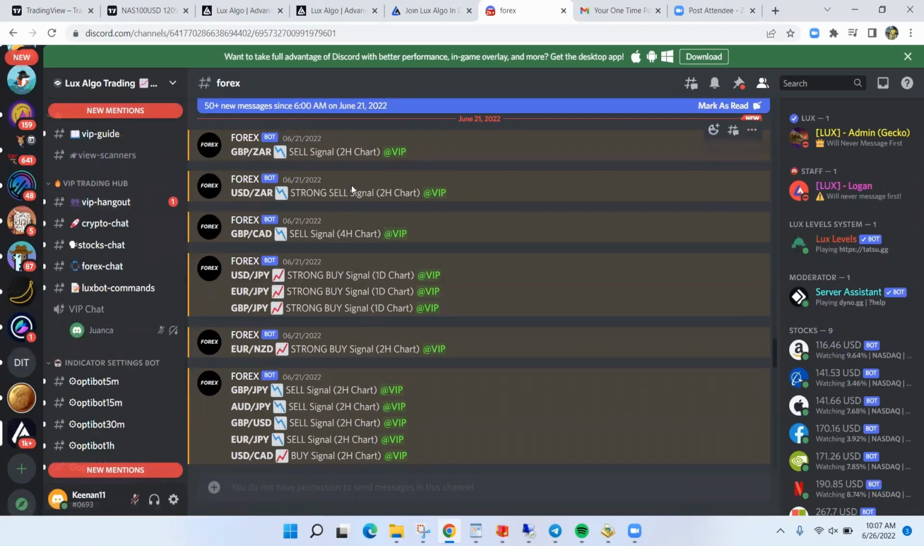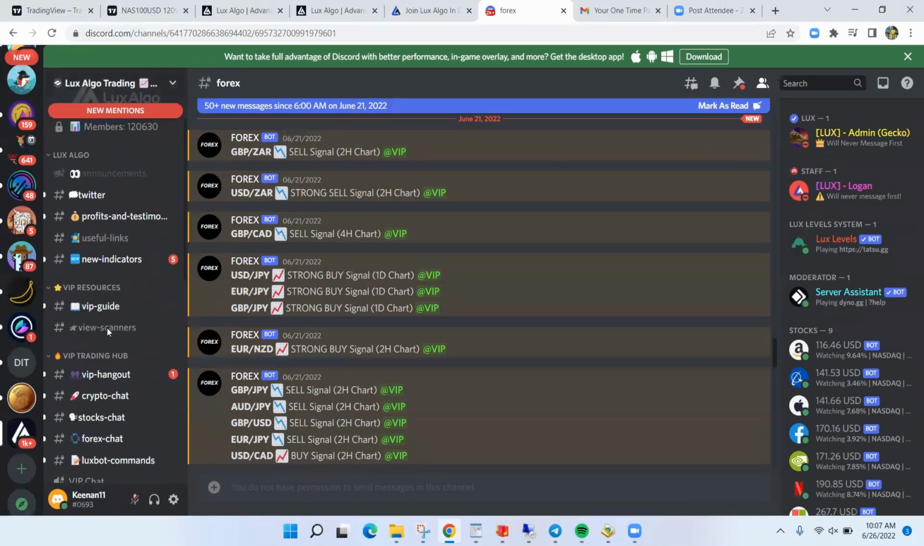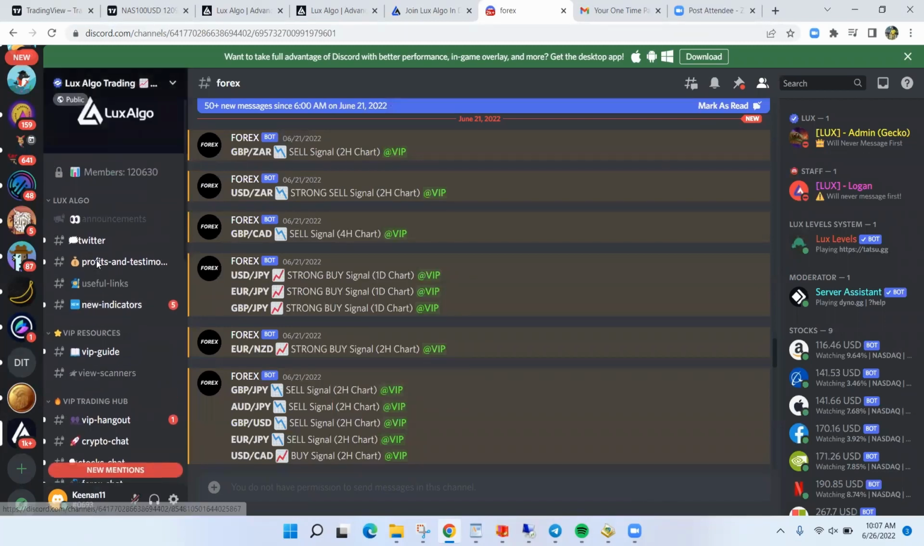So you see here, I have it automatically set up because I've been trading with Lux Algo, to where it'll give me the signal alerts from the Forex bot from Lux Algo. But this doesn't show up automatically when you sign up. You have to enable the Forex bots, and let me actually show you how to do that. So you see the categories within the Discord.